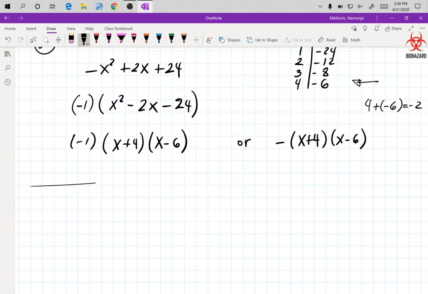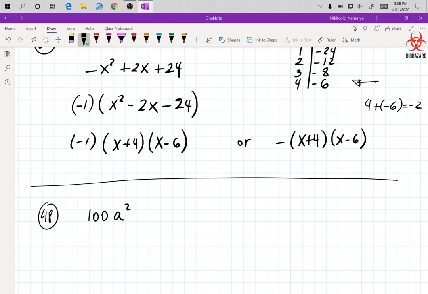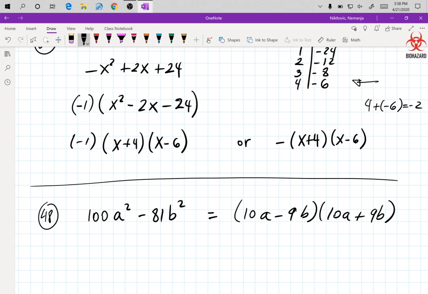Some of the special factoring from 6.4, like problem 48, 100a squared minus 81b squared, that's just right, 10a minus 9b, 10a plus 9b. This is difference of squares. So we have the formula, the same formula we had earlier, it's just now backwards. Let's see what else.